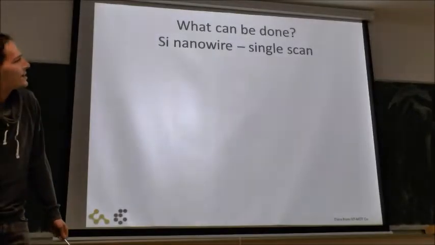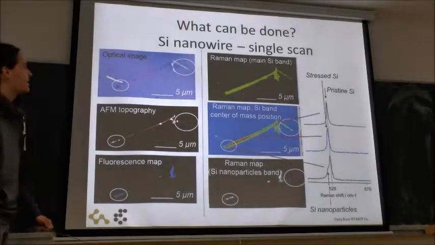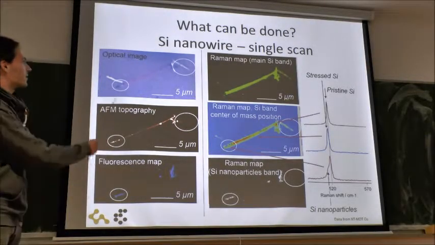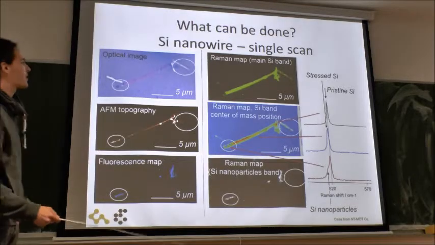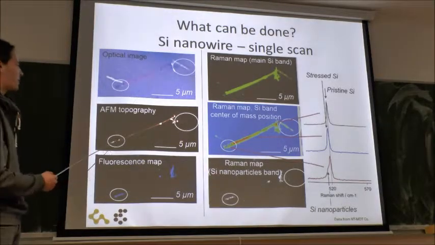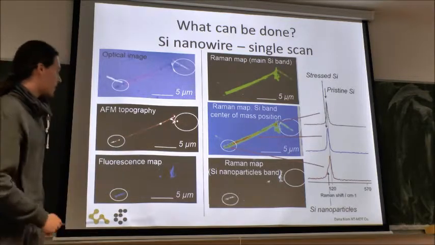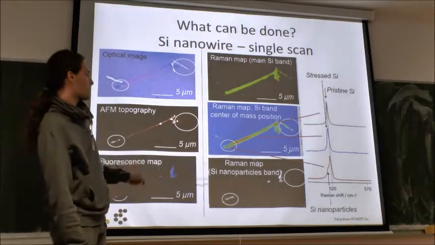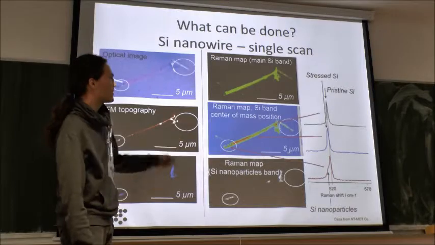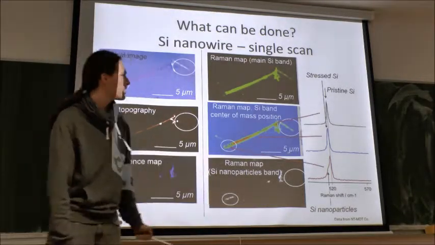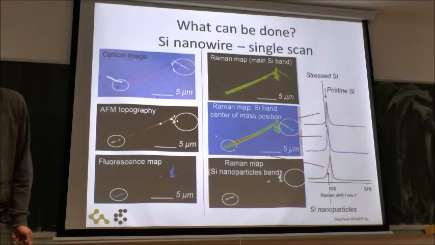What else? Nanowires, of course, are the next interesting thing. Here we can also obtain the optical image, but then we have the AFM image, the Raman map and the fluorescence map, and of course we can change different bands to see this different shift in the Raman spectra.